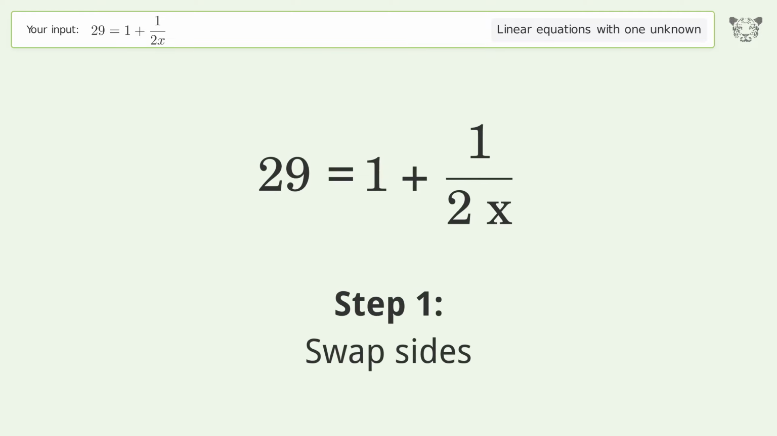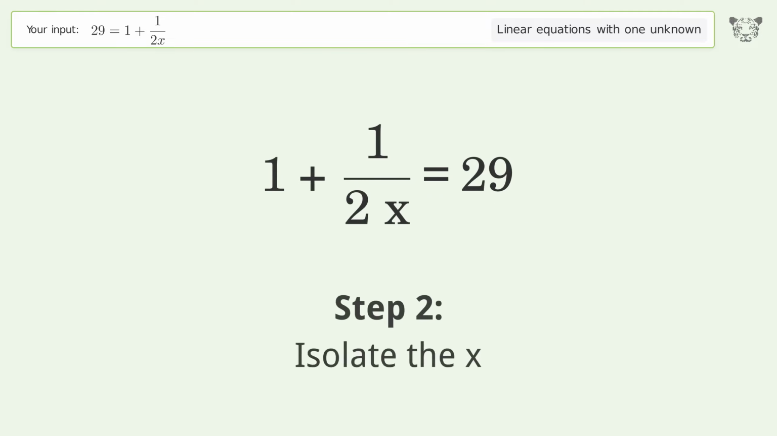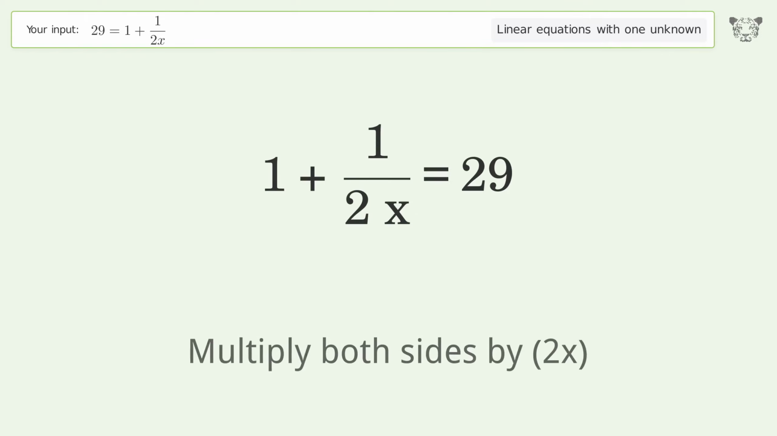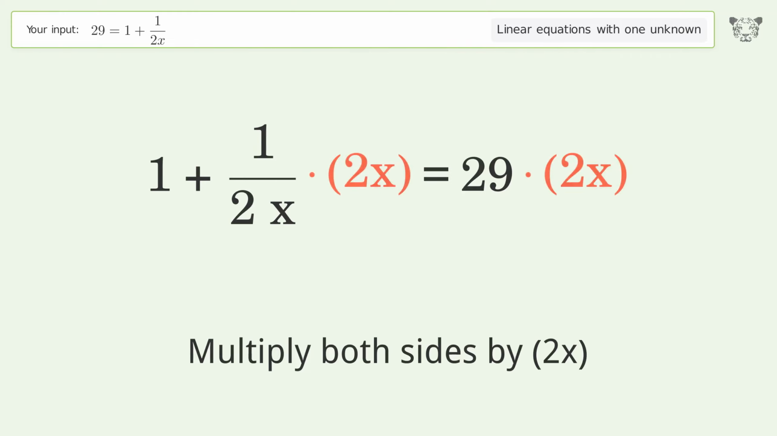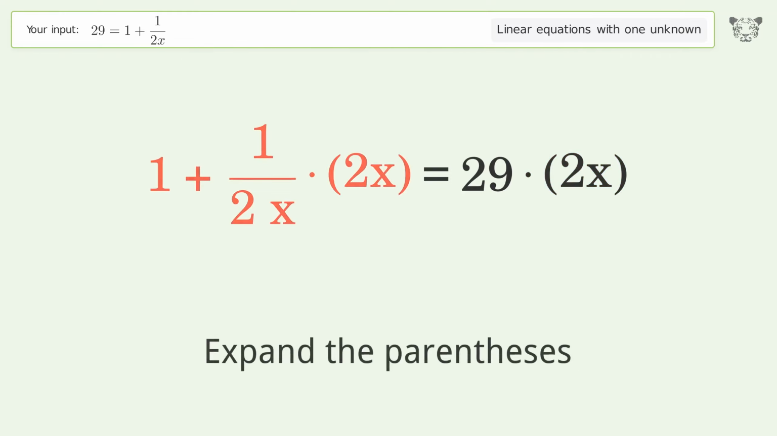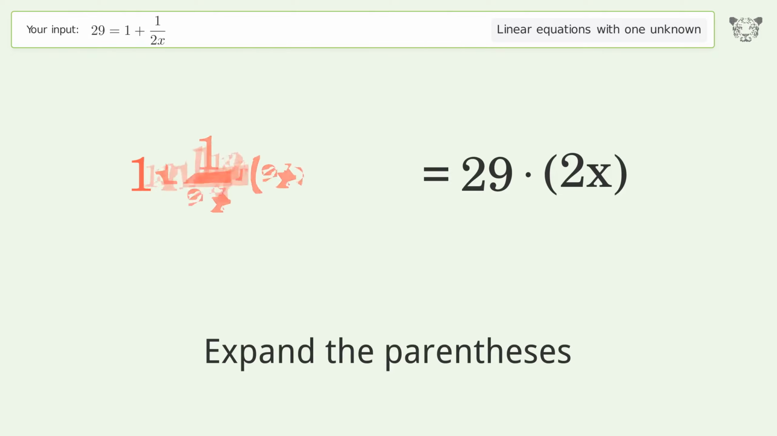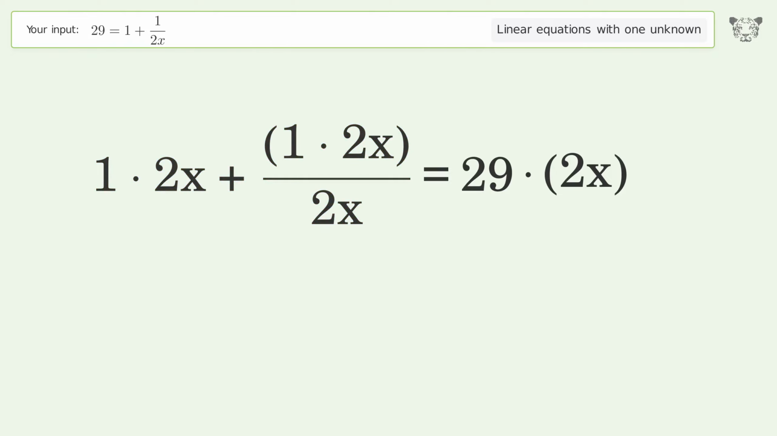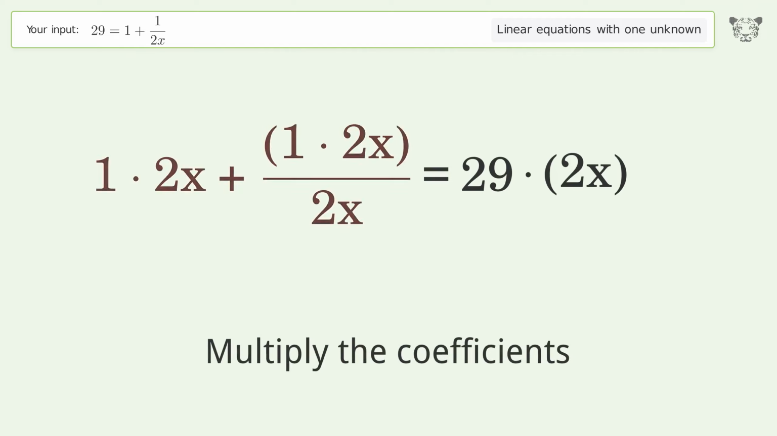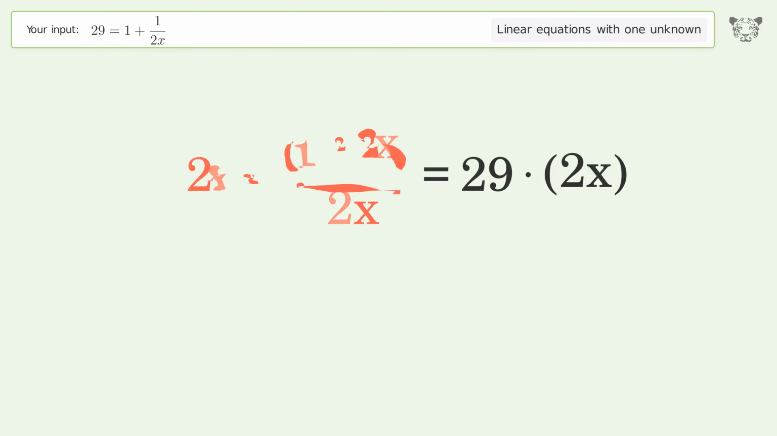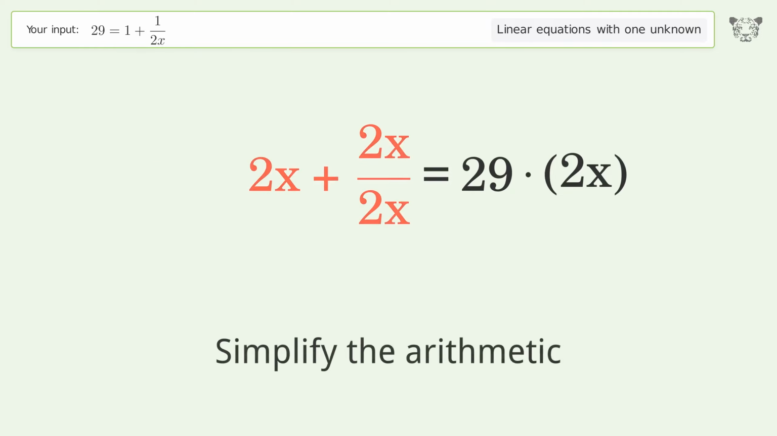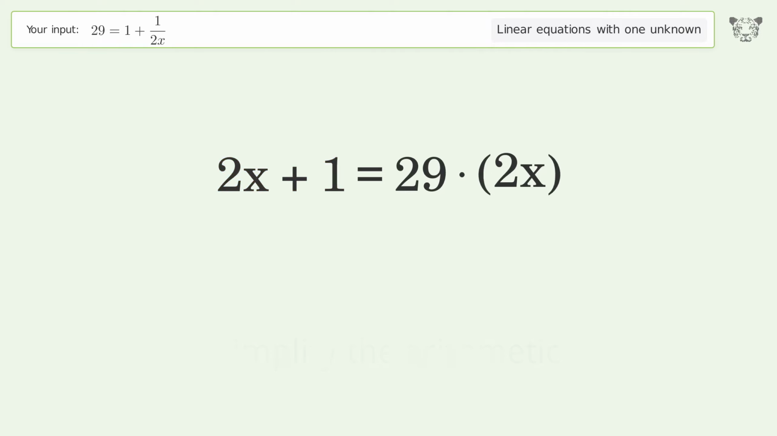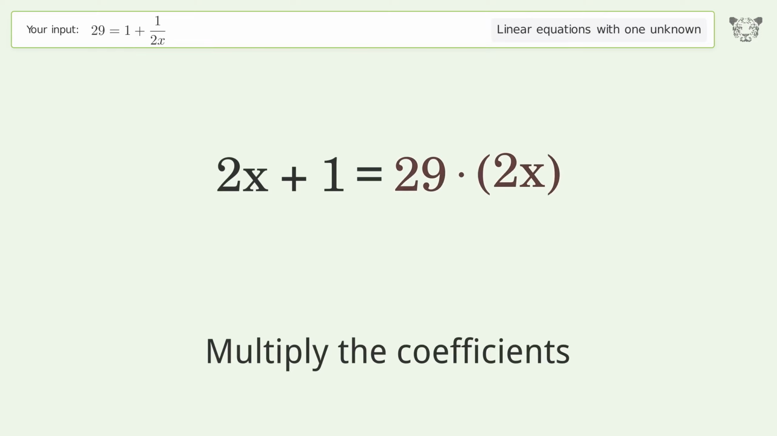Swap sides. Isolate the x. Multiply both sides by 2x. Expand the parentheses. Multiply the coefficients. Simplify the arithmetic. Multiply the coefficients.